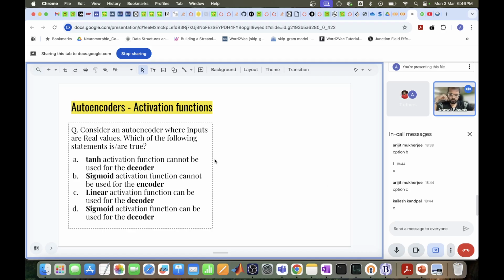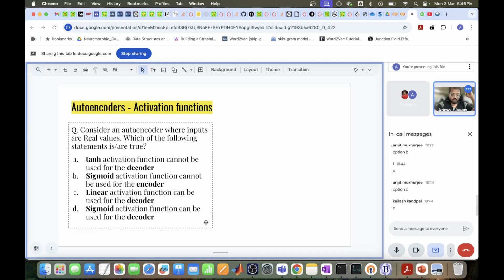So if you consider an autoencoder where inputs are real values, right? Previously we had discussed problems in thinking about classification problems and regression problems, so this is analogous to that. So the inputs are real values. The question is which of the following describes the kind of activation function that you would require at the decoder side, at the output side.